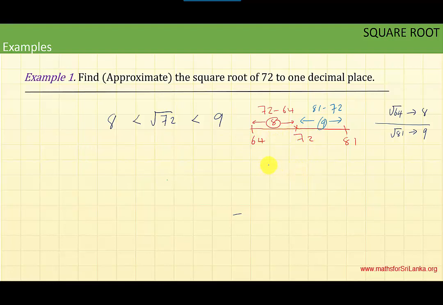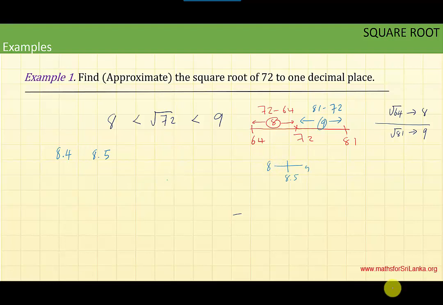In between 8 and 9, we have 8.5 in the middle. So we can assume it is somewhere close to 8.5. Our guess might be, say, 8.4. We don't know. It might even be 8.5 actually. I don't think we have to check 8.3, but we don't know yet. Let's see what we'll get.